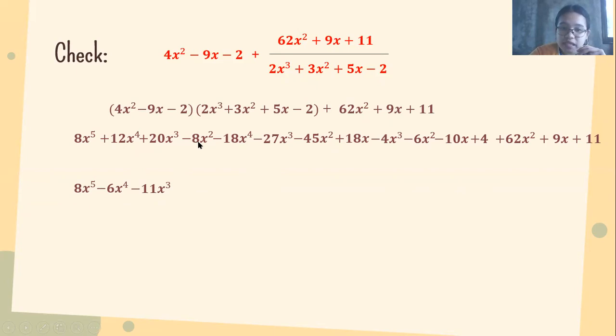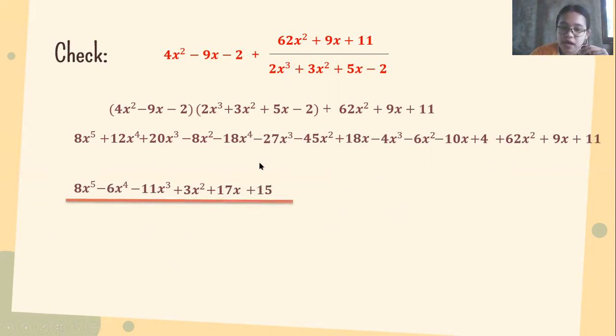Next, we have negative 8x squared plus negative 45x squared is equal to negative 53x squared, plus negative 6x squared, we have negative 59x squared. Negative 59x squared plus 62x squared, we have positive 3x squared. Next, we have 18x plus negative 10x is equal to 8x. 8x plus 9x is equal to 17x. And we have 4 plus 11 is equal to positive 15.